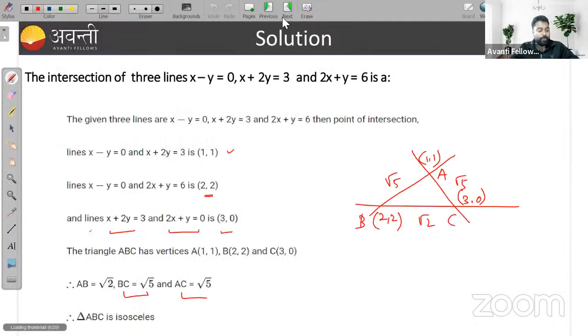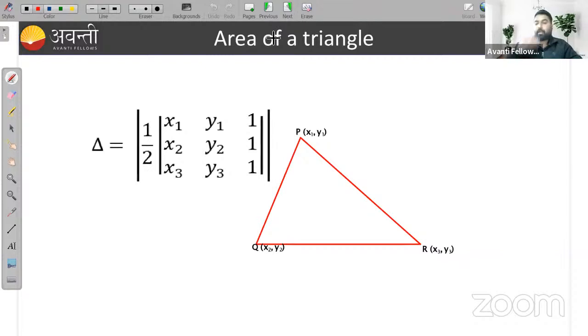I hope this is clear to everyone, guys. Everyone? Is it clear? Okay. So let's move to the next thing. Now we'll see how we can find the area of a triangle.